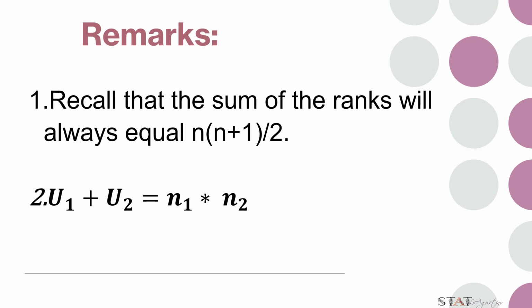And so students, here are our remarks. Recall, if you want to check your answer, that the sum of the ranks will always be equal to n times n plus 1 divided by 2. And then U1 plus U2 is equal to the sample size for group 1 multiplied by the sample size for group 2. So you try it based on our example.